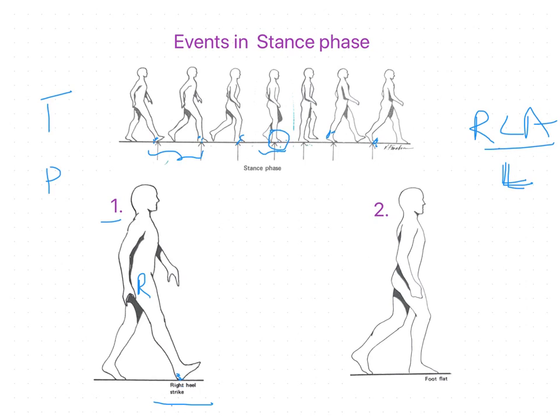In RLA, the term changes from heel strike to initial contact. Initial contact refers to the instant the foot of the leading extremity strikes the ground. Here also we get the same kind of definition.